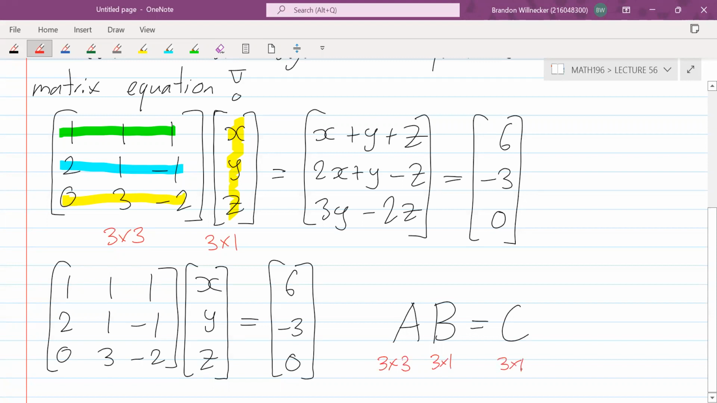And what do we want to solve for? We want to solve for x, y, z. We want to solve for this, because that gives us our solutions. In other words, over here, we want to solve for B.